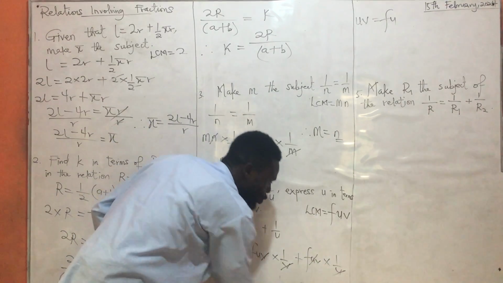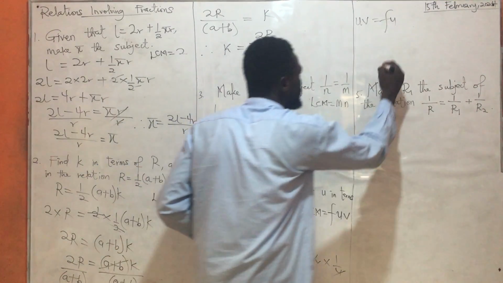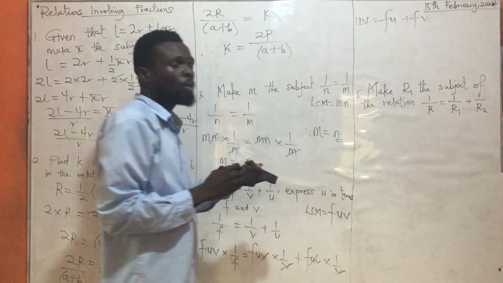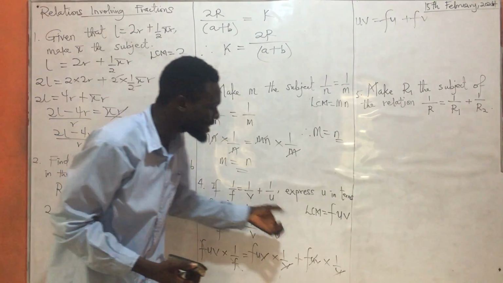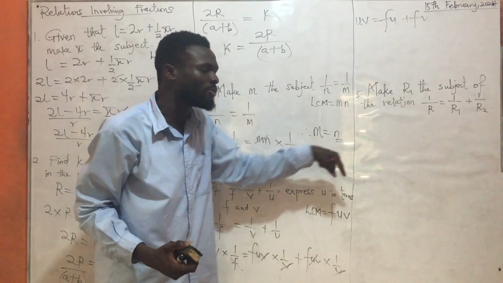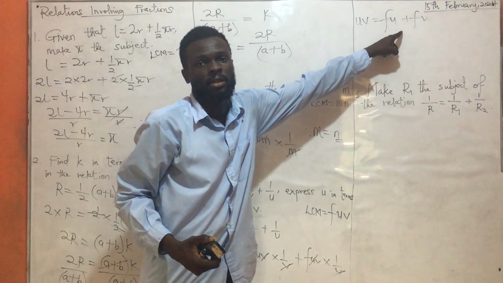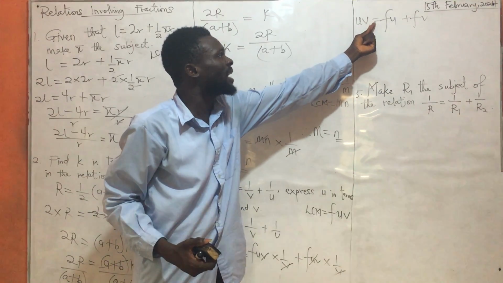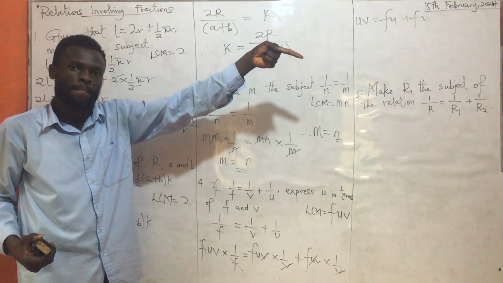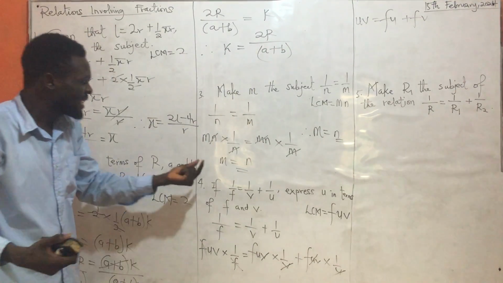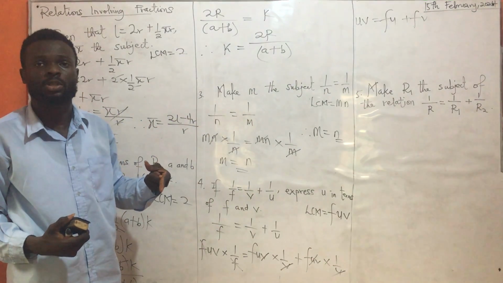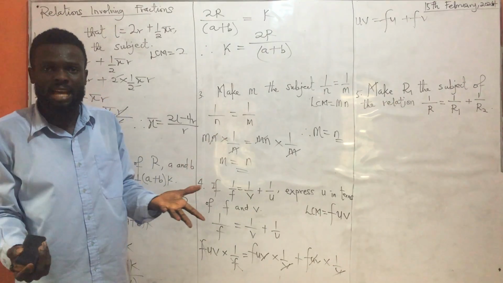So also the U will cancel out. Then you have FV. So plus FV. So you have seen that after multiplying the terms by the LCM, we have been able to get rid of the fraction. So I now have UV is equal to FU plus FV. But what am I doing? The question said I should express U in terms of the remaining variables. Simply make U the subject.